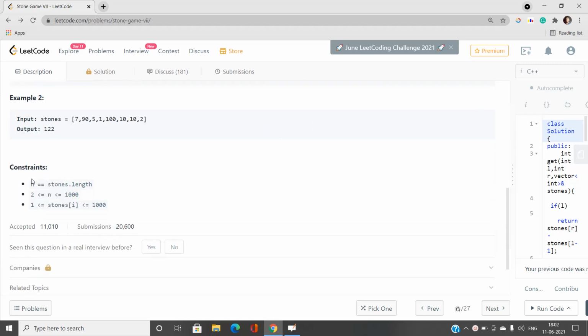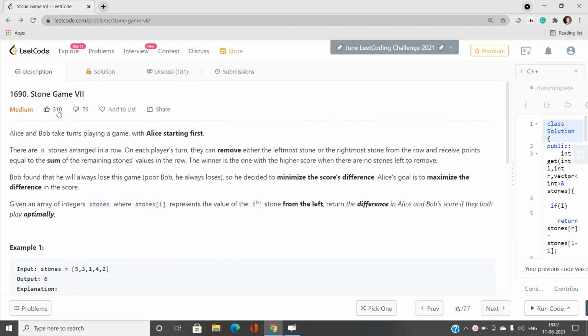Now let's look at the constraints. n is equal to stones length, and n varies up to at most 1000, and stones[i] also varies up to 1000. So you can easily see that an O of n squared solution is going to work here, because it will take around 10 to the power 6 iterations, which is good for this question. Let me give it a like because this is actually an interesting problem and we are going to learn a lot of things from here. Let's move further to understand this problem a little deeper, and we will together build up the exact and optimal solution.